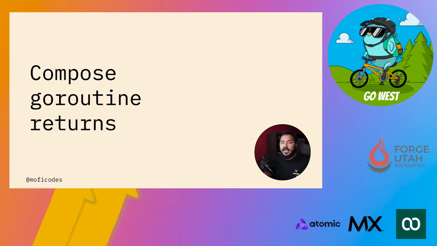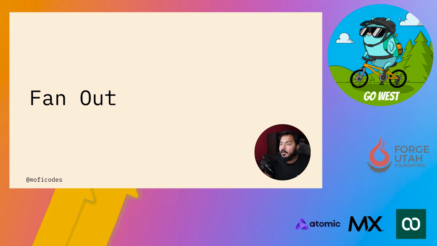You can use channels to compose goroutine returns. What I mean by that is you can basically use select to look at multiple channels at the same time, and whatever data comes back, you can return that. That way you can compose output from multiple things into a single thing. That would be an example of the fan-in pattern, where you have multiple goroutines doing something, and you can use a select to get information out of them and combine them together to return. You can also do fan-out.